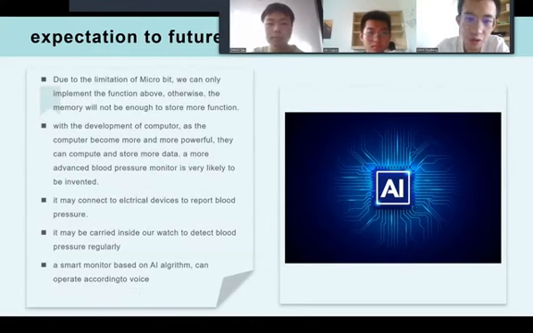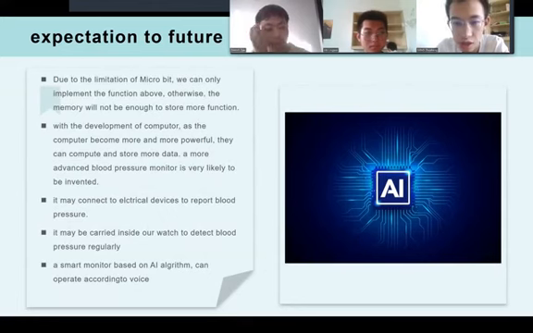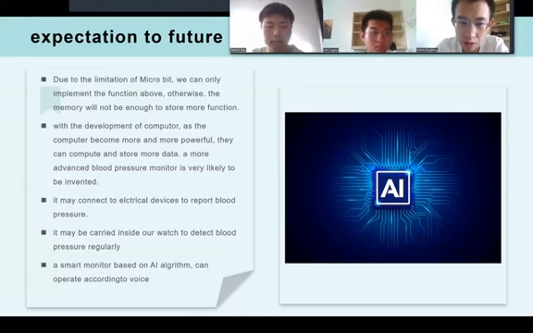Okay, thanks to Zhang Zijie. Let's begin the expectation for the future. Due to the limitation of the micro:bit, we can only implement the functions above. Otherwise, the memory will not be enough to store more functions. Originally, the device had a function for measuring heartbeats. However, due to the memory limitation, it is a pity that we had to cut out this part.